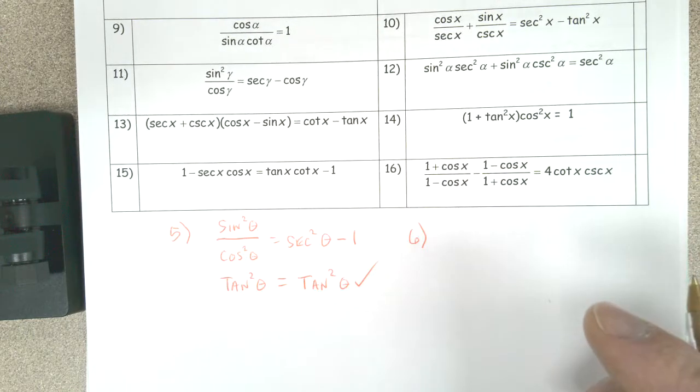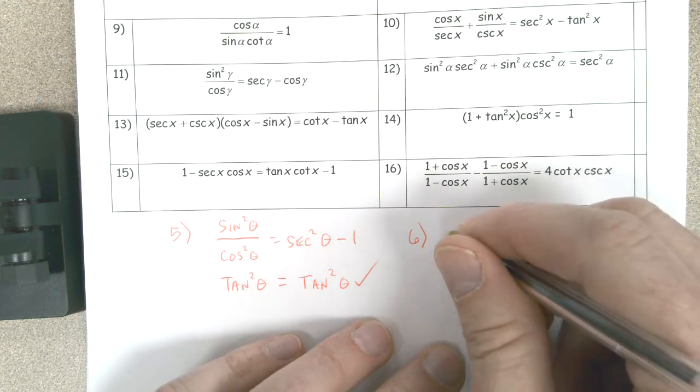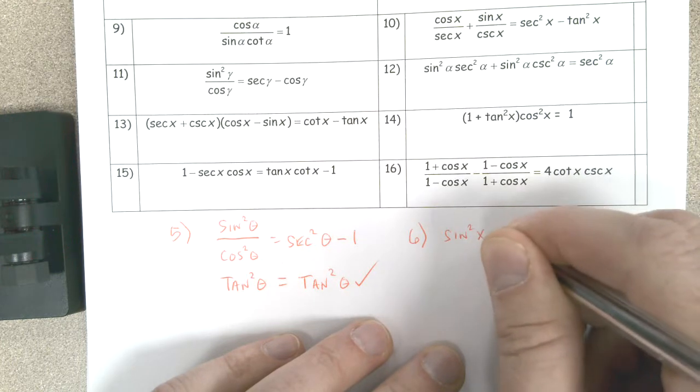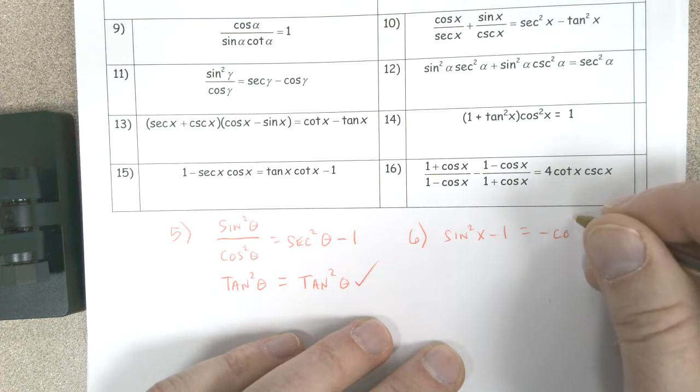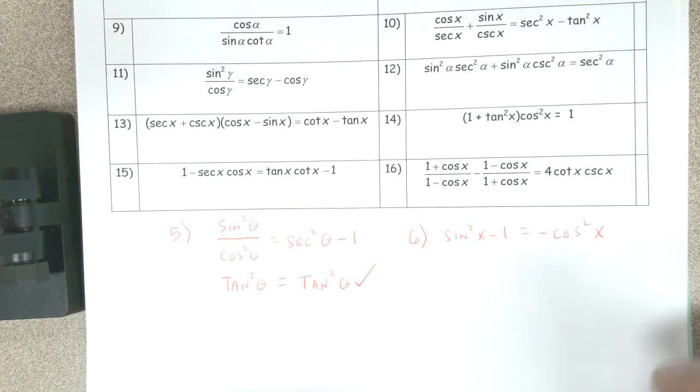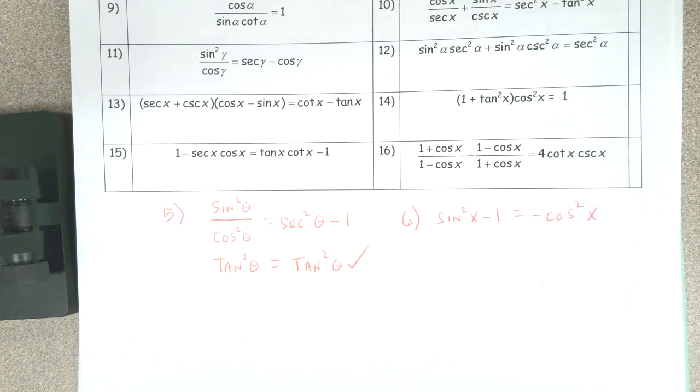Let's try number 6. We've got sine squared x minus 1 equals negative cosine squared x. I think you're going to find that these are a little bit shorter in some cases, just depending on the way that they're written. You may start simplifying one side and figure out that's maybe not going to work, so you may have to go back through some of your steps as you work through this.